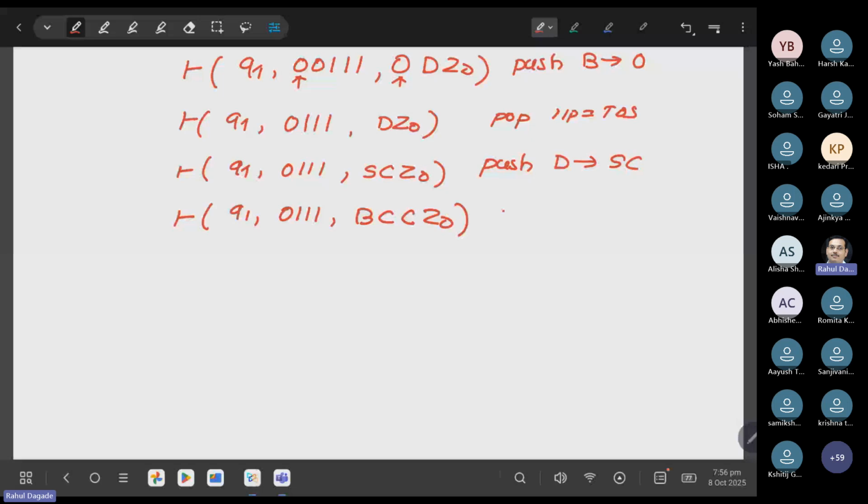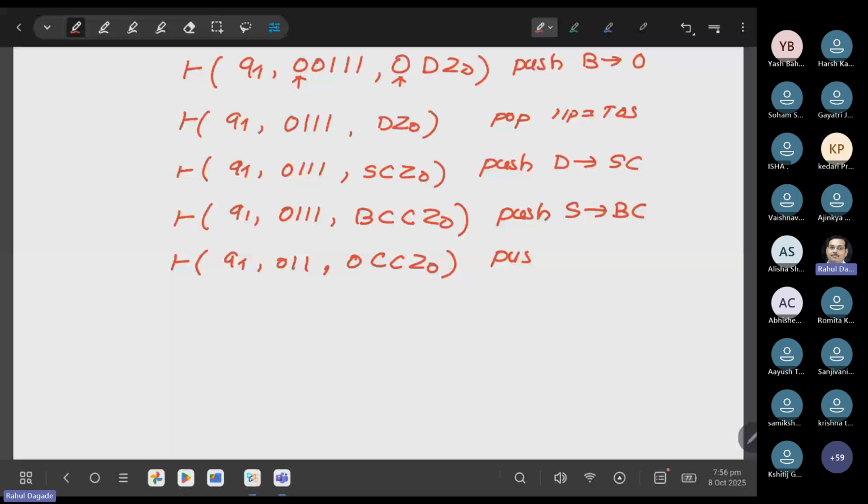Now B gives 0 can be added now. So Q1 0, 1, 1. Here 0 CC Z0. So here we push B gives 0 on stack. Now this 0 is matching with this 0. Therefore pop it. So that is Q1 1, 1 CC Z0. So here pop operation we are doing.